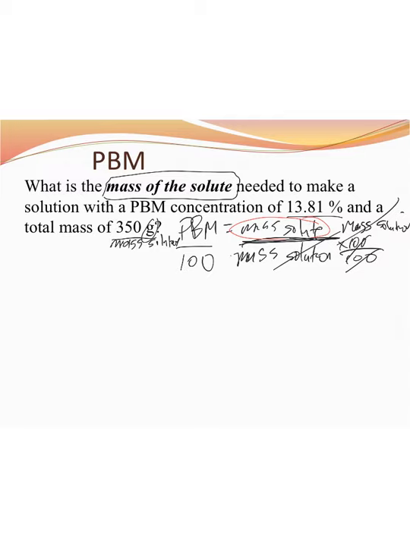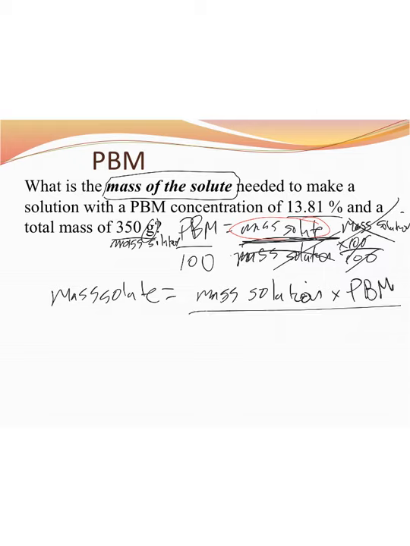Sorry for the messy work, but afterward, all I have is mass of solute by itself equal the mass of solution on the top times the percent by mass divided by 100. And so all we have to do is plug it in now, since we have what we're looking for by itself.